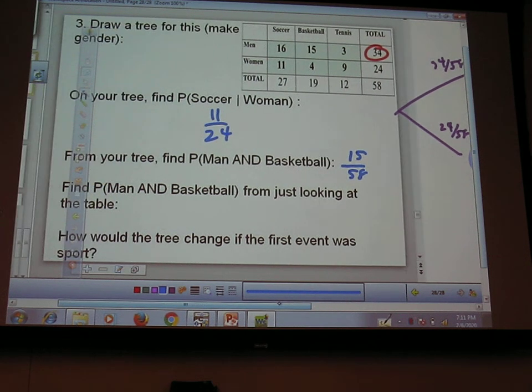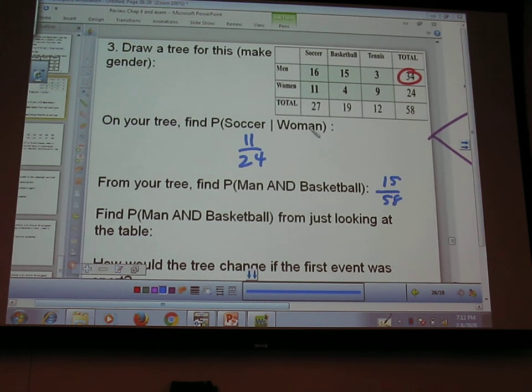Find the probability of men and basketball just from looking at the table. So looking at the table, how many men play basketball? 15 out of 58. Look how beautiful that is. Isn't that amazing? It is gorgeous.